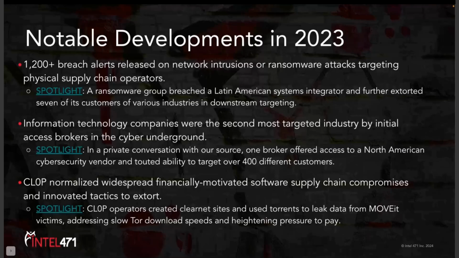And so I just wanted to share quickly, by the numbers, what our team has tracked. We did publish over 1,200 breach alerts around either initial access type intrusions or ransomware attacks that we had linked to targeting of the physical supply chain operators in some way. And I'd say one of the more notable ones that we did see was, again, a common playbook that we're going to see from actors going forward.